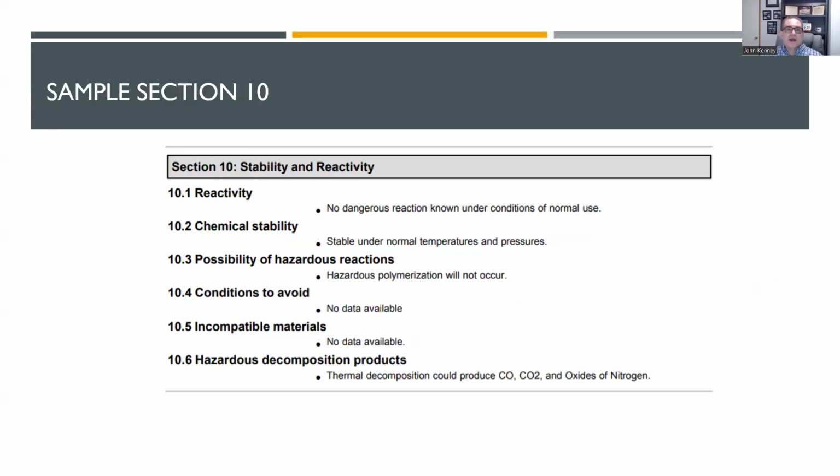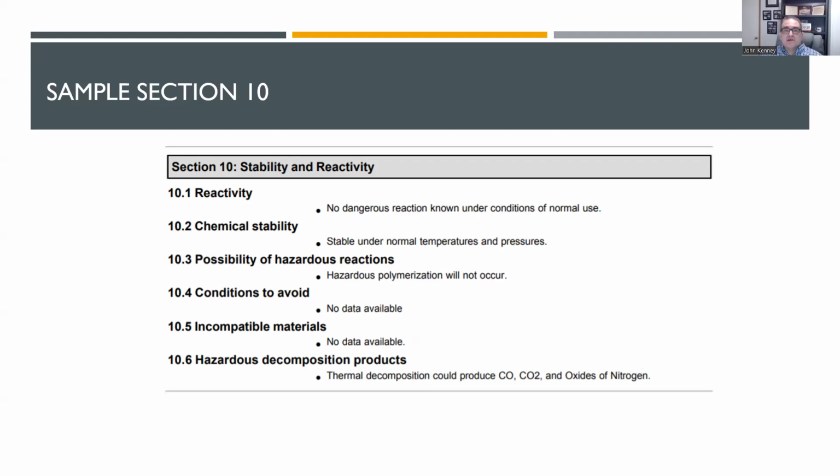Section 10 sample: reactivity, no dangerous reaction known under conditions of normal use. Chemical stability: stable under normal temperatures and pressures. So if it was unstable, a chemical or product that was only stable up to a certain temperature or pressure, it would be noted here.